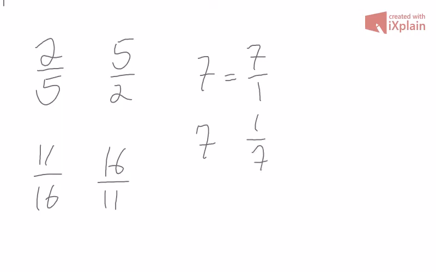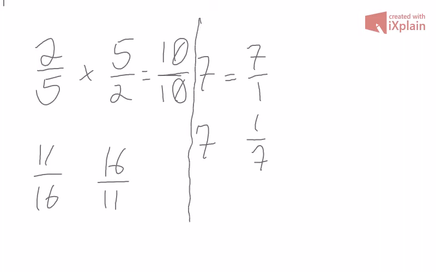Okay, so let's look at what happens if we multiply these together. Multiply straight across. 2 times 5 is 10. 5 times 2 is 10. 10 divided by 10 gives us 1. So we can see that that applies right there.